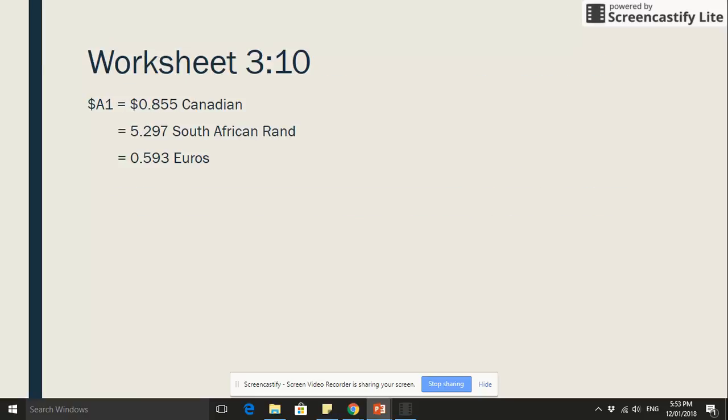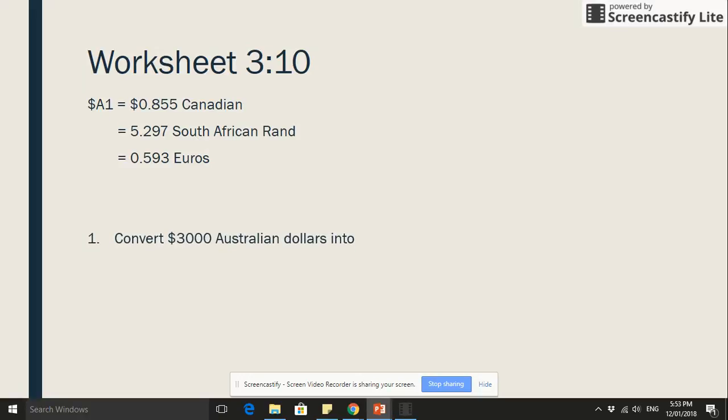Right, worksheet 3.1, please write it nice and neatly. Okay, here we go. So this is saying 1 Aussie dollar is equal to 0.855 Canadian dollars. 1 Aussie dollar is equal to 5.297 South African rand. And 1 Aussie dollar is equal to 0.593 euros. Okay, let's use that information.